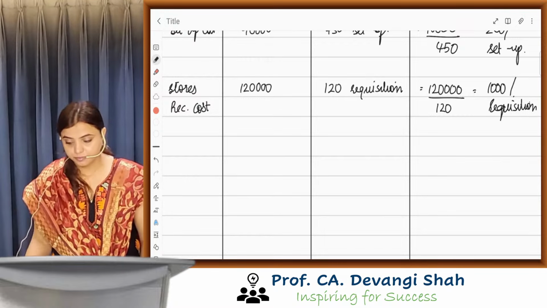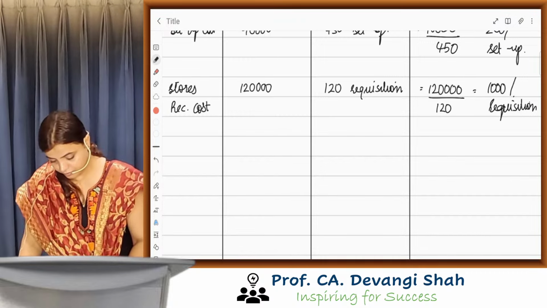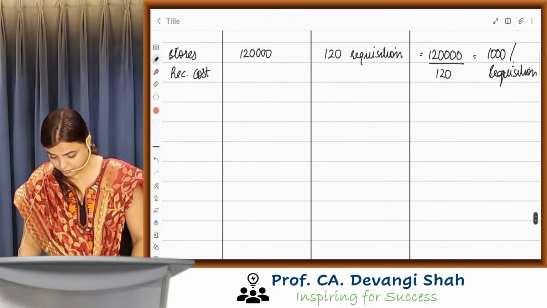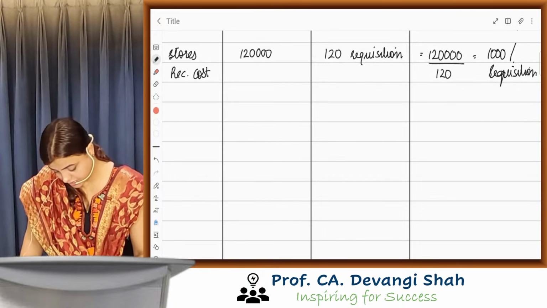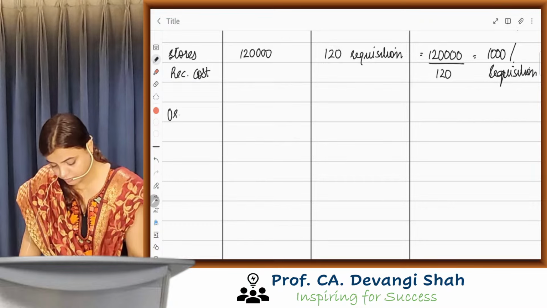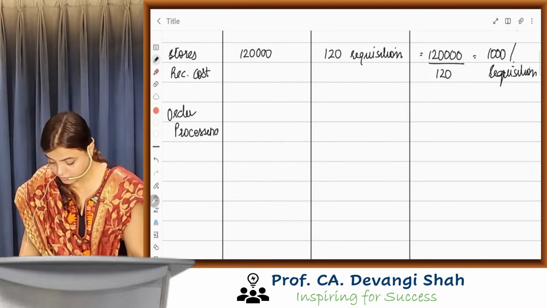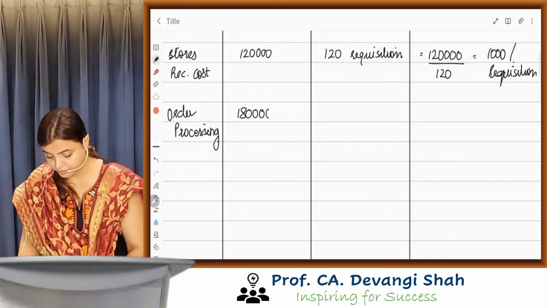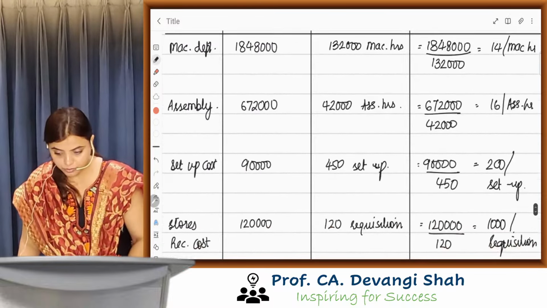Next, after stores receiving, have order processing and dispatch. It is 1,80,000. Number of orders executed is 3750.